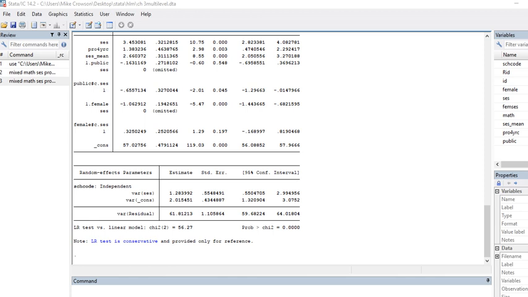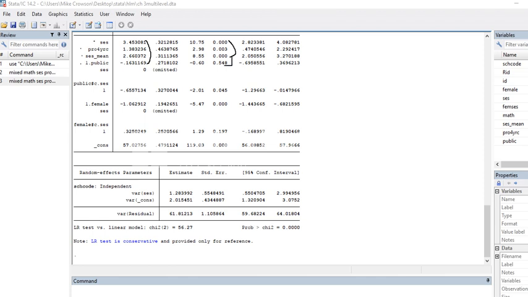You'll see we have SES right here, the intention to attend four-year college, the school level SES, and then the identifier for public or non-public right here. So these coefficients are all exactly the same as what we had above, and there's the p-value for that as well.